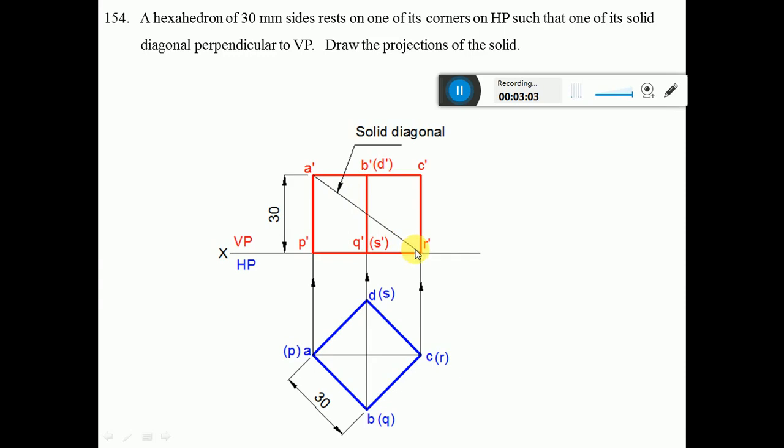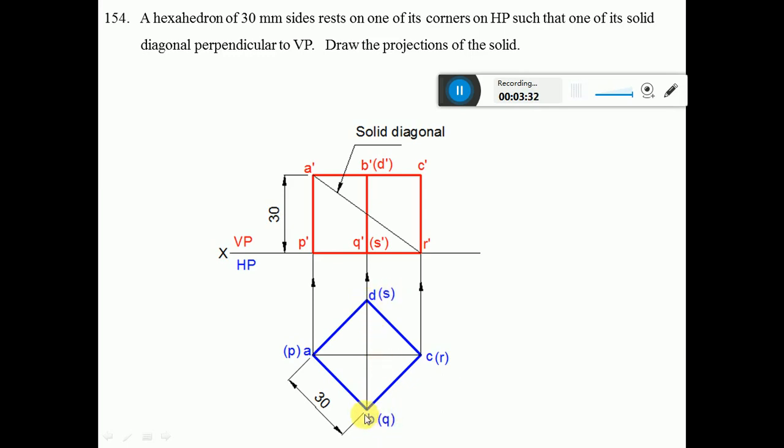So first we have to draw a square of 30 side such that it is resting on one of its corners. How? First, by considering any point, measure an angle of 45 degrees with respect to the vertical on this side and also on this side. Using the compass, take a radius of 30 and cut it on this side and also on this side to get the points B, Q and D, S.